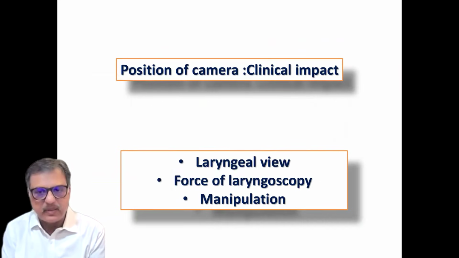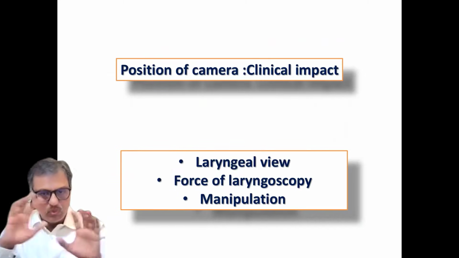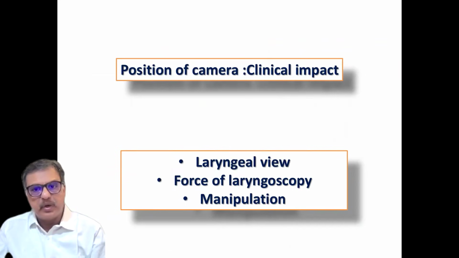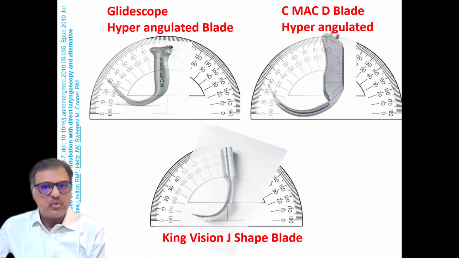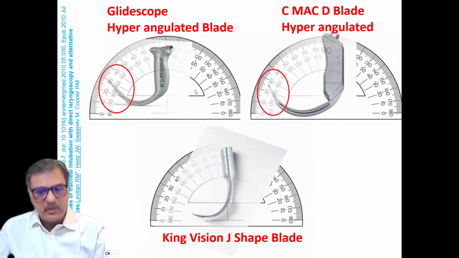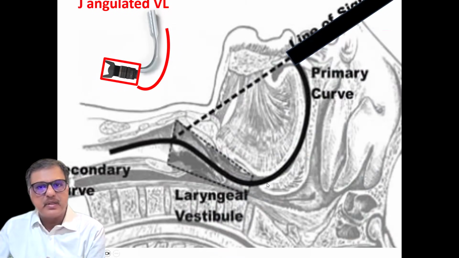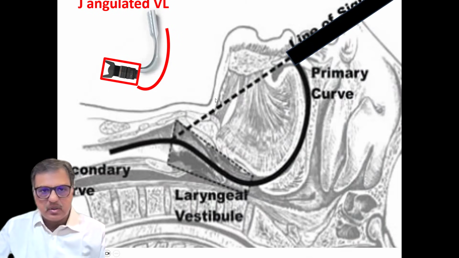So let's look at the position of the camera of the videolaryngoscope. What's having a clinical impact? It's having a clinical impact on the laryngeal view, force of laryngoscopy, and manipulation to be done to get the tube in and to get a better view. If you look at these two types of devices, one has more than a 90-degree angle, while this one has almost a 90-degree angle. What difference does it make in our clinical practice? Suppose we are taking a J-shaped videolaryngoscope, like King Vision or AirTrack or Pentax.